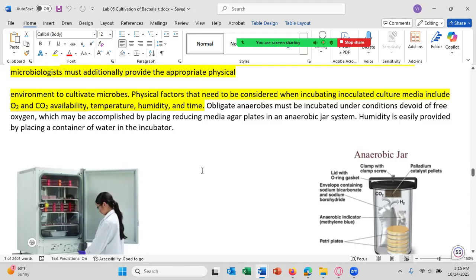In our microbiology lab, we don't have any complex incubators like this that control the amount of oxygen and the CO2. But we do have incubators that control the temperature. They are usually set at 30 degrees, 35 degrees, or 37 degrees. The humidity, you see that tray there? We pour water in there, and that makes the environment humid inside the incubator.